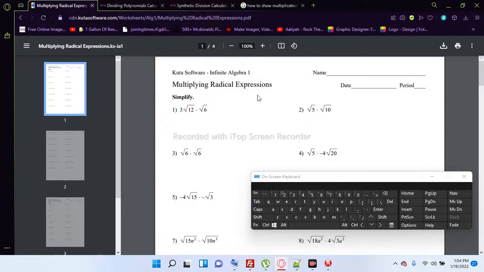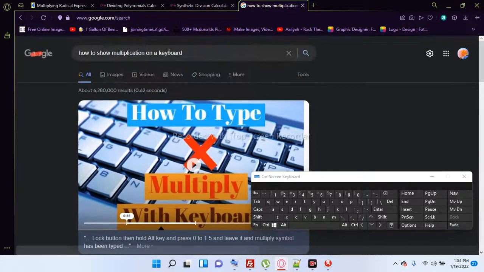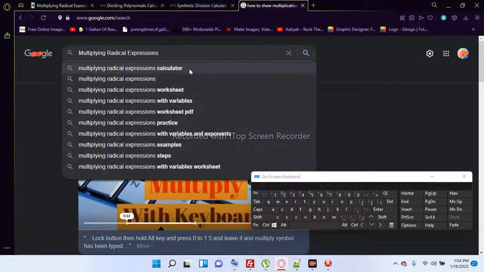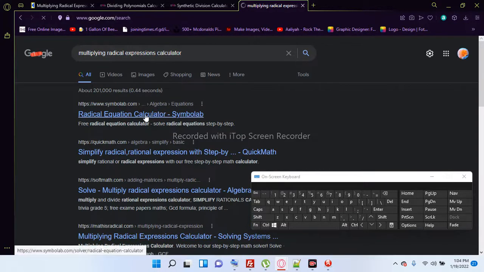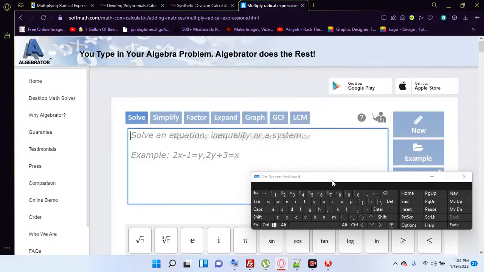Right there, multiply radical expressions. What I tell you before, you get tired of it, write to Google. Let's get it. Multiply radical expressions calculated. Radical equation. Simplify radical equation. Solve. Multiply radical expressions calculated. Right here.